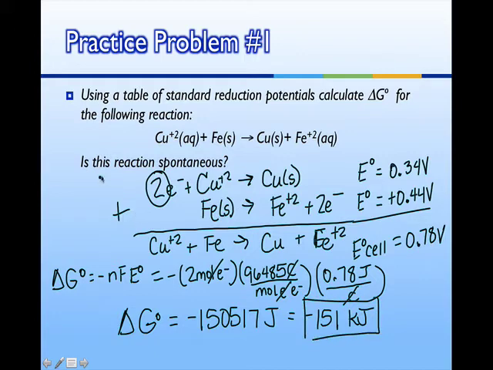So answering the part that says, is this reaction spontaneous? Because the cell voltage was positive and delta G is negative, yes, the reaction is spontaneous.